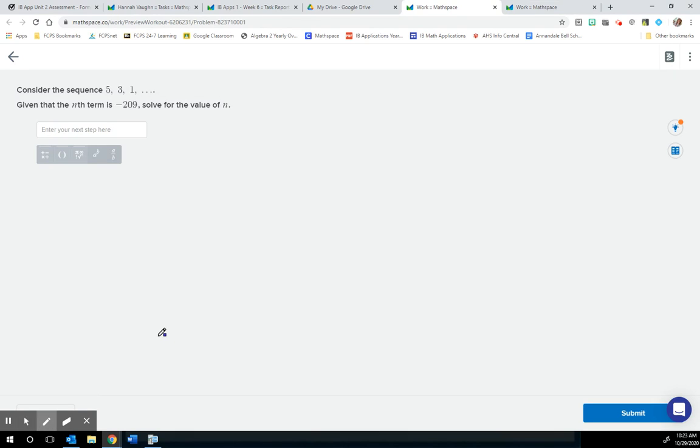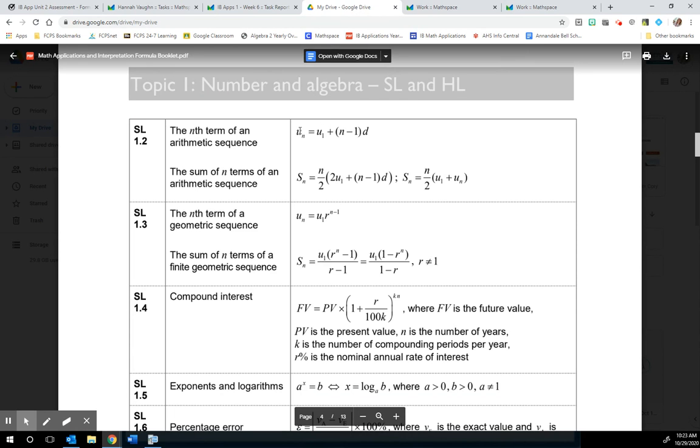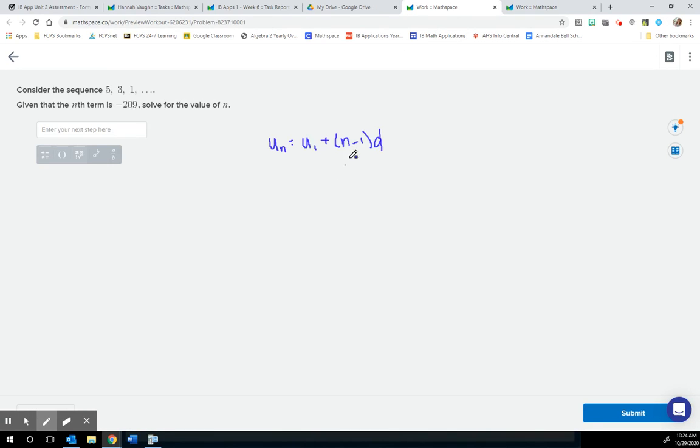So what that means is I can use my general term formula for arithmetic sequences. I'll use this one. I'm just going to copy it over, and then I'll sub in what I know. I know my first term is 5. I'm asked to solve for the value of n, so I know n will stay there. And my common difference, I'm subtracting by 2 every time, so that means my common difference is negative 2.